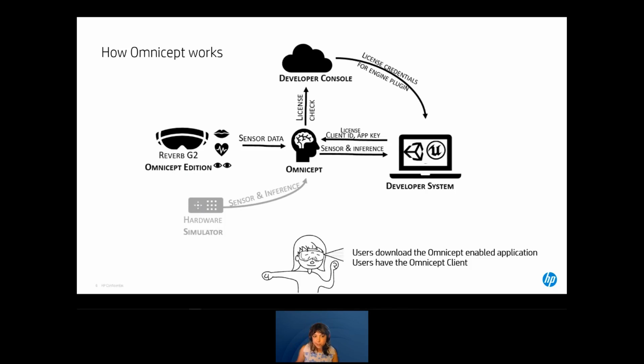Same thing if you don't have a headset: the hardware simulator would be sending that sensor data. You would have the hardware simulator on your system and you'd say, I want to send a cognitive load of 80%, and you would send it, and Omnicept receives it, and then the way to get it in your app would again be that connection. The SDK plugin does that for you. Your end users also have your app that you made with Omnicept, and they also have that Omnicept service on their system, and that's how that works.